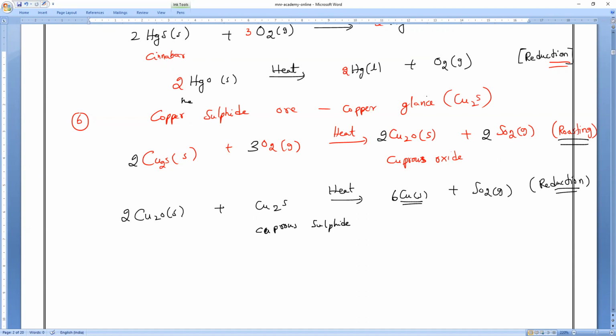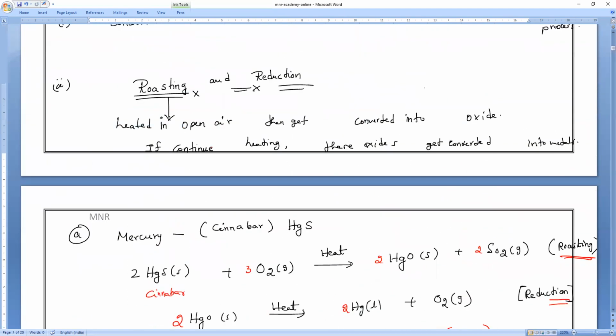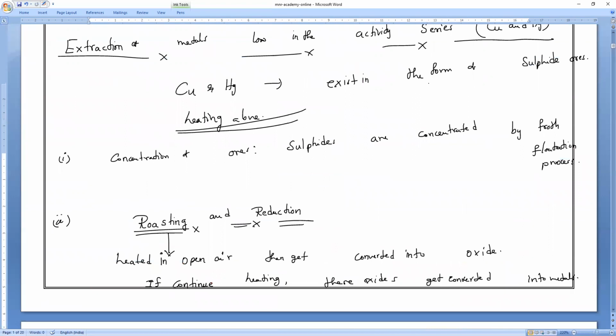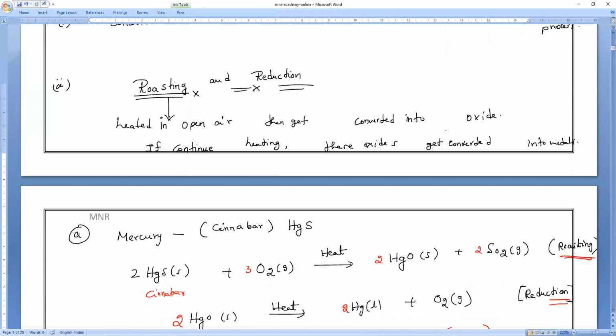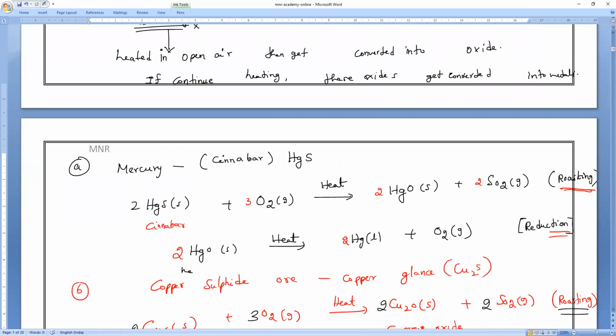So this is about extraction of metals low in the activity series. You should remember two examples. One is copper, another one is what, everybody? Mercury. Very, very important one. Please make it.